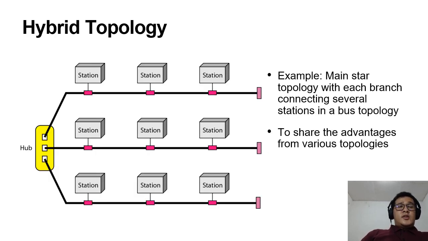And this is the last one, the hybrid topology. In the main star topology, each branch connects several stations in a bus topology, with the bus stations connected to a central controller or hub. It is used to share the advantages of various topologies. So it connects a few topologies, such as bus and star topology.